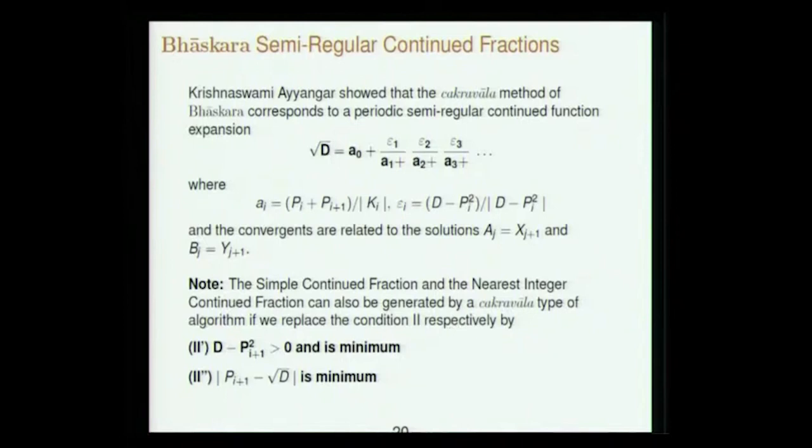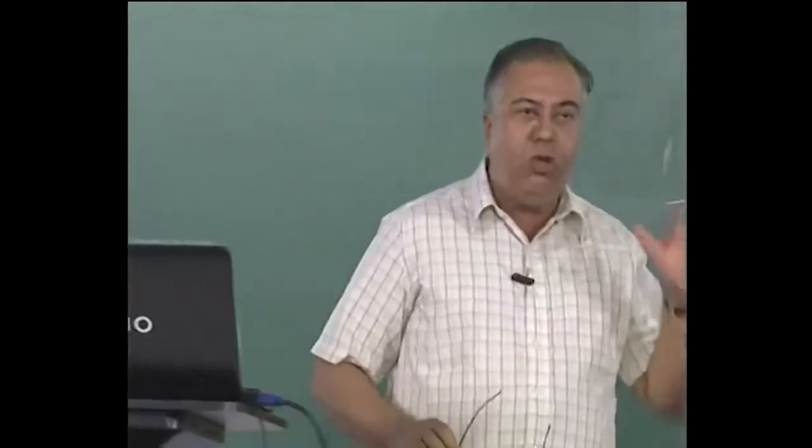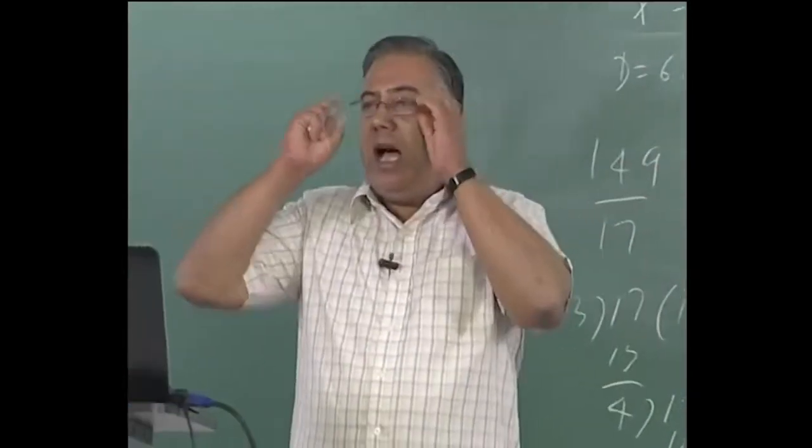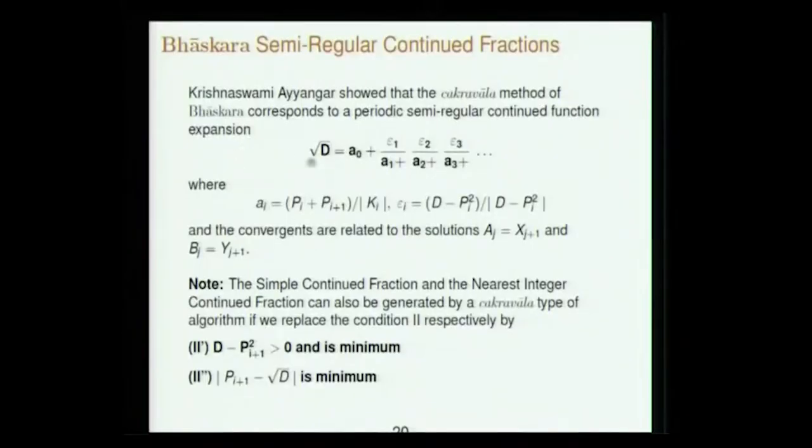First thing that Krishnaswamy Iyengar did was to show that the Bhaskara method, or the Chakravala method. At the time of Krishnaswamy Iyengar, he was not aware that there were people prior to Bhaskara who had done the Chakravala method. He of course mentions that Bhaskara is saying only that Chakravala midam jaguhu. So, this must be some method which was earlier known to Indians. So, he showed that the Chakravala method corresponds to expanding root d as a semi-regular continued fraction.